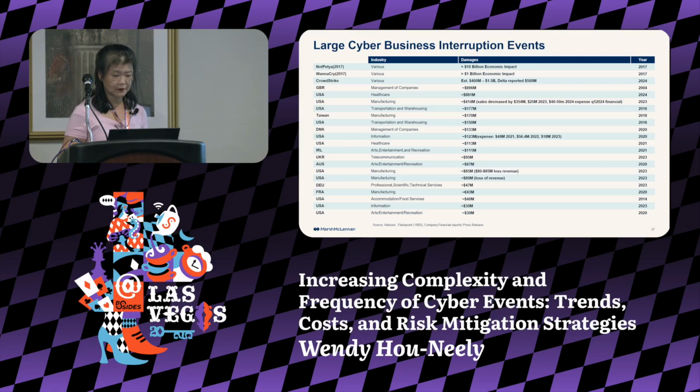And here are some of the large business interruption events. CrowdStrike was about 400 million to 1.5 billion, but not including lawsuits. And this is not done yet, so this will still be working. It's involving over 100 some companies now in terms of what we're seeing.